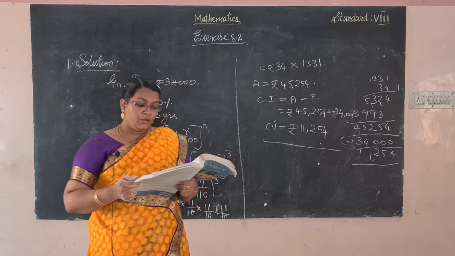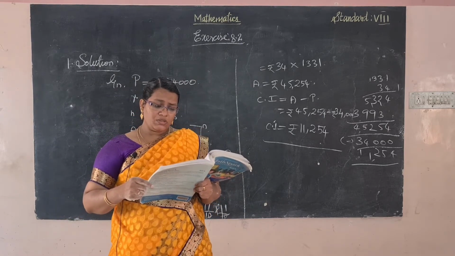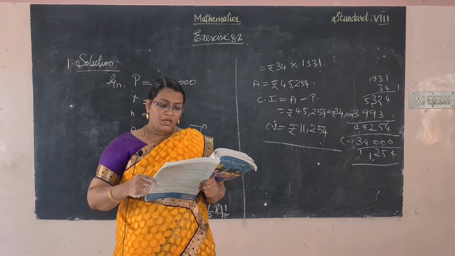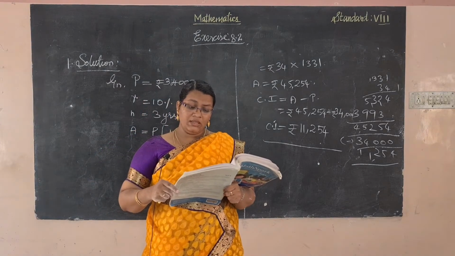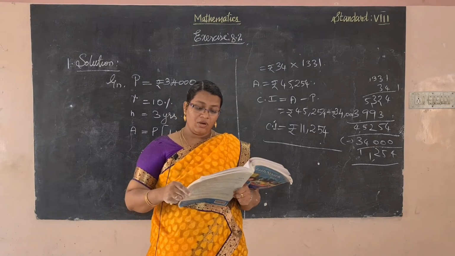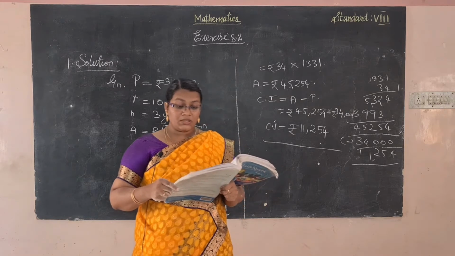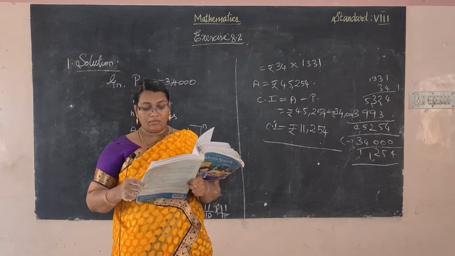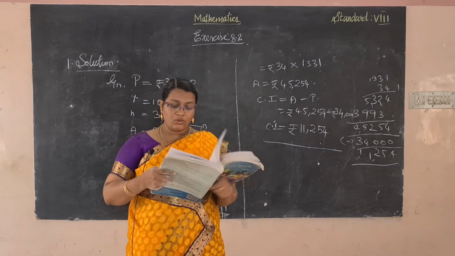Third problem. Rama borrowed rupees 18,000 from Rama for 3 years at 12 and 1/2 percentage per annum. Calculate the compound interest Rama had to pay.